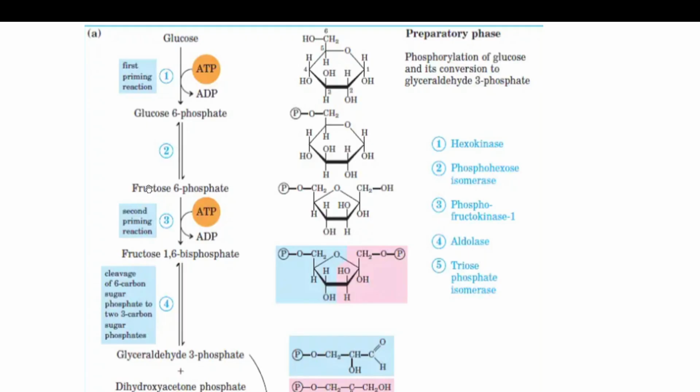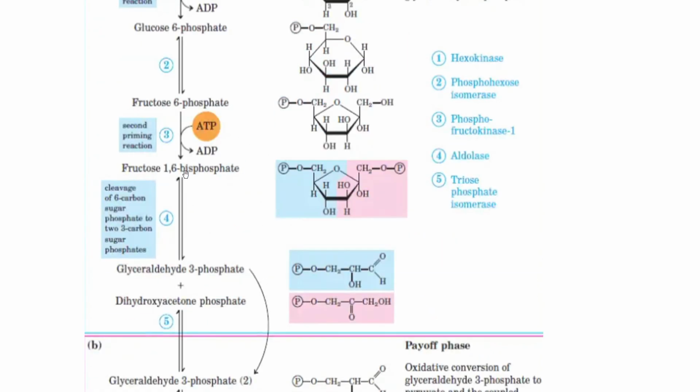And then this fructose 6 phosphate incorporates another phosphate molecule to form fructose 1,6 bisphosphate by the action of the enzyme phosphofructokinase. Now, whenever there is any incorporation of phosphate, the phosphorylating enzymes are usually kinases. So phosphofructokinase 1 is catalyzing this conversion from fructose 6 phosphate to fructose 1,6 bisphosphate.